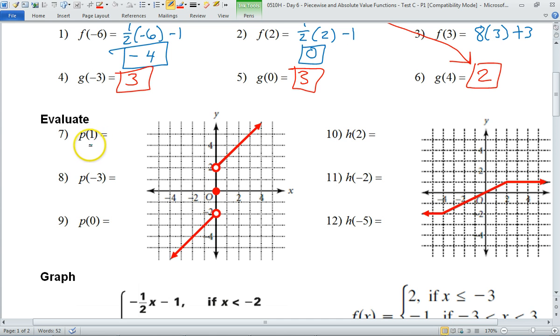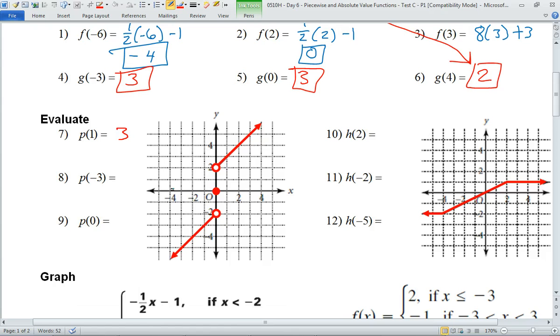Let's see. Miss Reyes, number 7. Can you tell me the answer? 3. Okay? The answer to number 7 is 3. Did you understand or not? Okay. Look, this is how we do it.